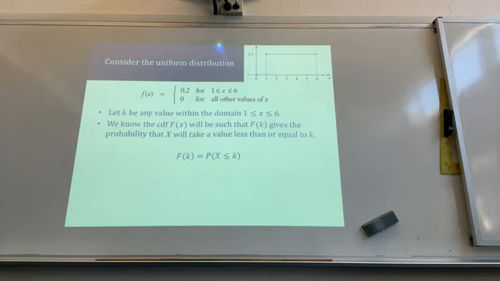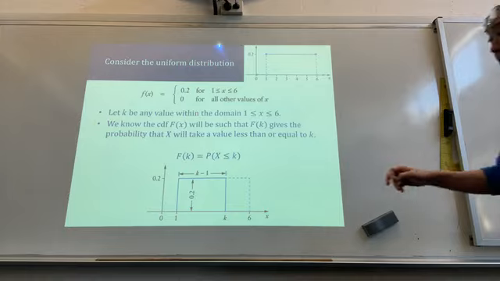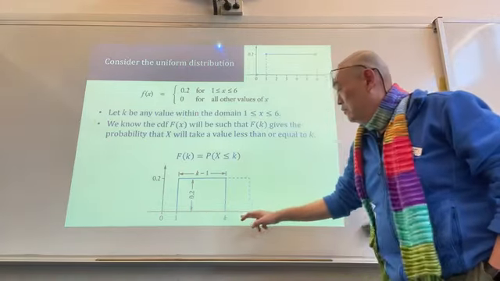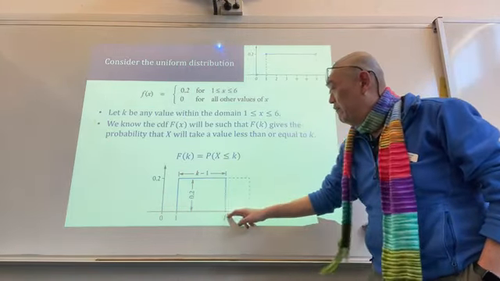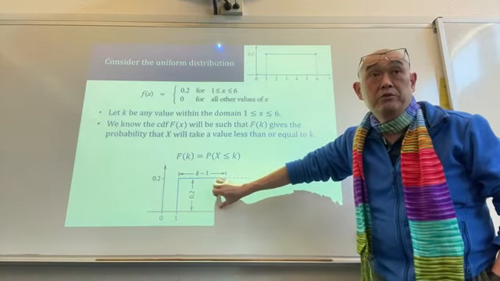I'm pretty sure I've seen questions which ask you to actually determine whether the PDF is valid. So you must test for two conditions. Now if I let k be any value within the domain 1 to x, anything, it doesn't matter. From here to here, if I want to look at the area, it's actually k minus 1 times 0.2.